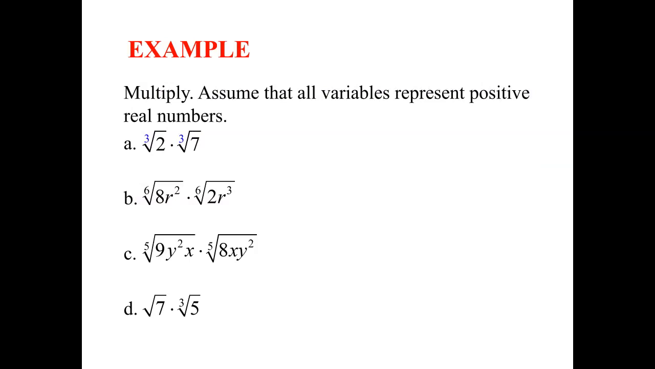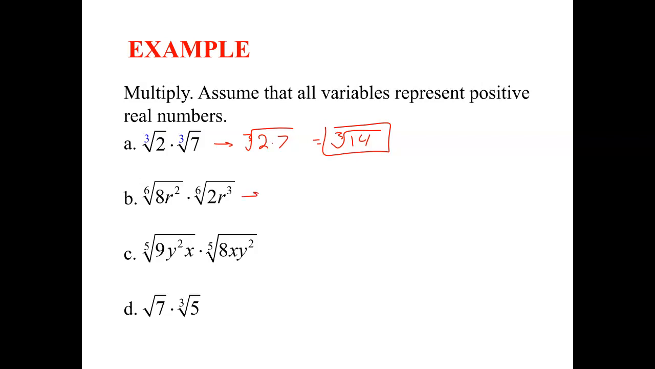So I look at A, I check. Are my indexes the same? Yes, so then I can multiply them together. So this combines to be the third root of 2 times 7, which is just 14. If you get a radicand that can be simplified, go for it. But I can't simplify the third root of 14 at all, so it just stays as the third root of 14. That is it, multiplied together.